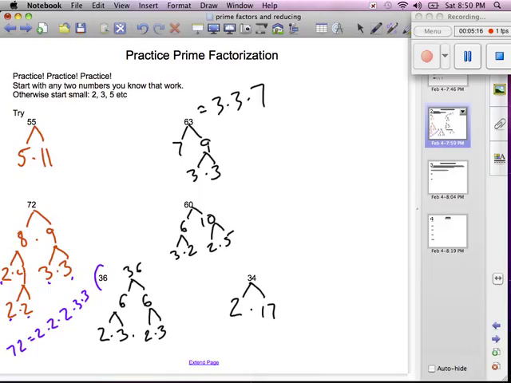Now this is going to come in handy when we reduce fractions, so please just practice and be patient and practice and be patient. Thank you.